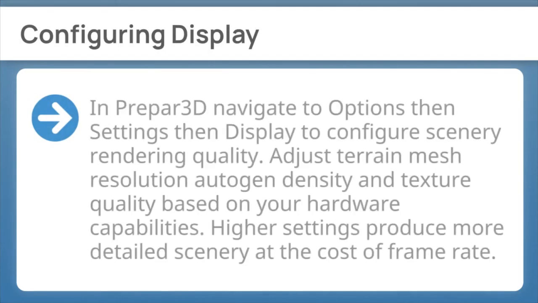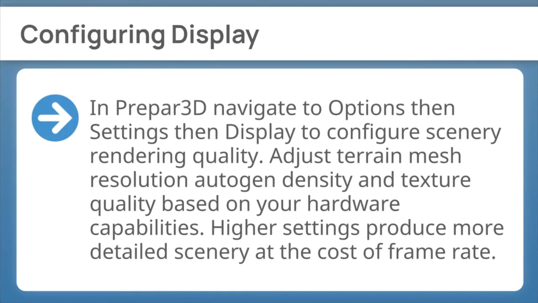Next, configuring display. In Prepar3D, navigate to Options, then Settings, then Display to configure scenery rendering quality. Adjust terrain, mesh resolution, autogen density, and texture quality based on your hardware capabilities. Higher settings produce more detailed scenery at the cost of frame rate.